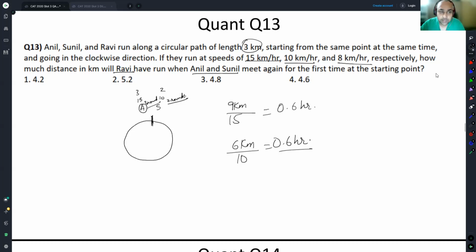Now, how much distance will Ravi run? Ravi runs at the rate of 8 and he's supposed to run for 0.6 hours. He will run 4.8 kilometers. How much distance in kilometers will Ravi have run? He would have run 4.8 kilometers. Option 3. Yes. Let's go.